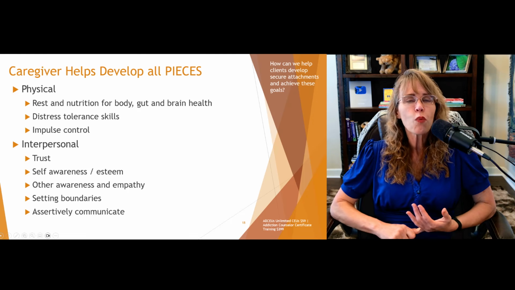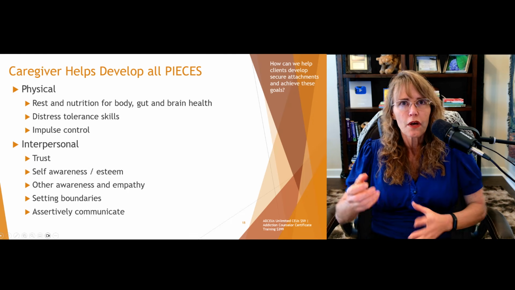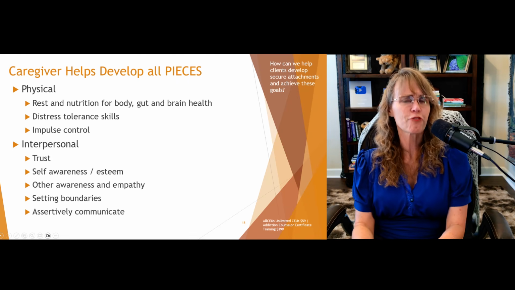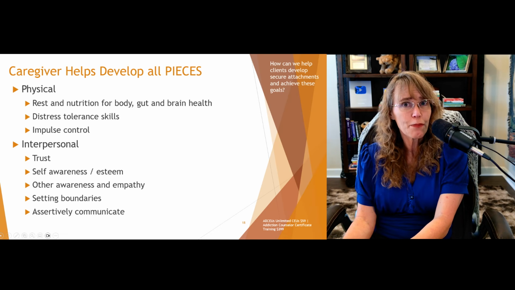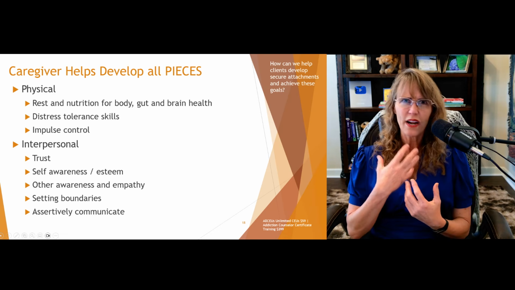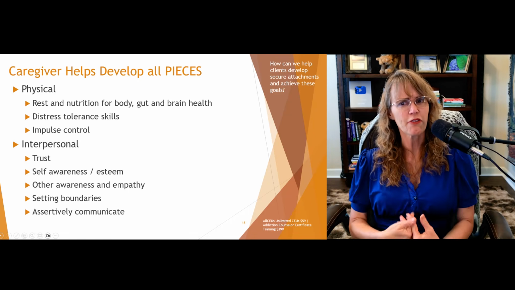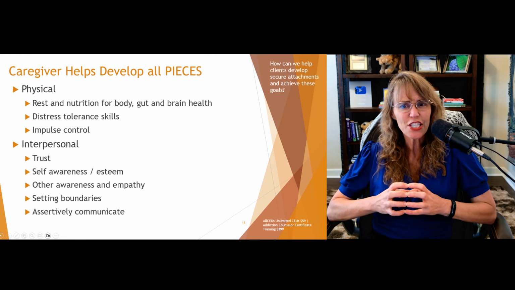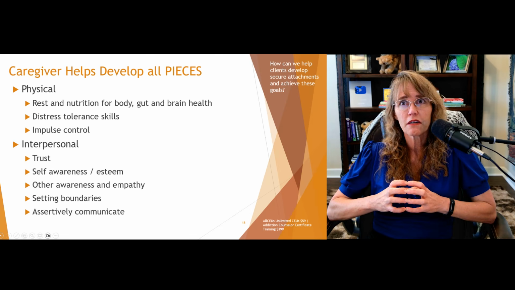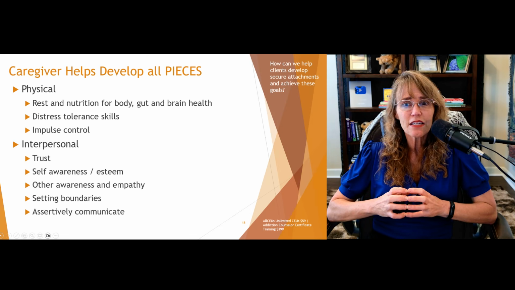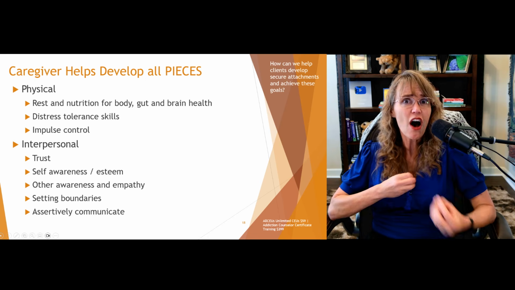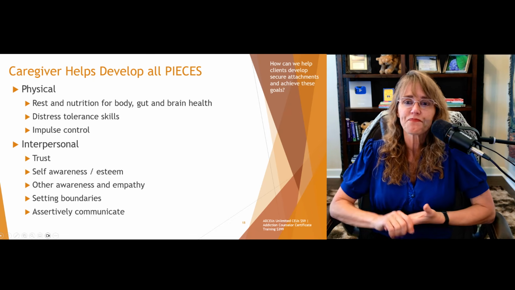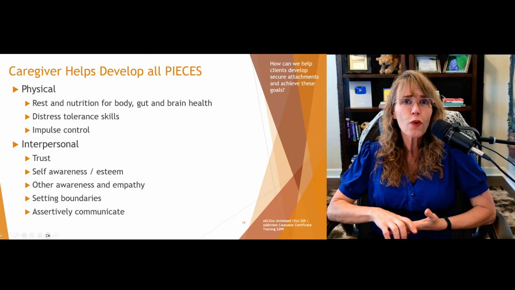The child develops self-awareness and self-esteem. Through the caregiver's words, when the caregiver says, you seem angry right now, would you like to talk about it? Then the child starts learning, okay, when I feel this way, this is angry. This is what angry feels like. So they start developing awareness of their internal sensations of anger, fear, happiness, other things, and what to do about them. What is it that's causing this, and what do I need to do in order to start feeling happy again? It helps them develop other awareness and empathy.